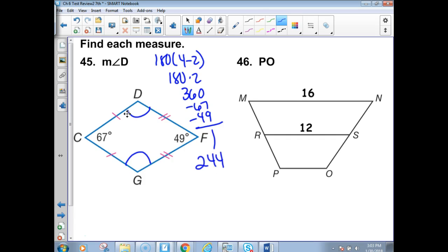244 degrees. And you can't have those angles be 244. You got to share it between the two. So what do you need to do? Divide by 2. All right, so they're 122 degrees.